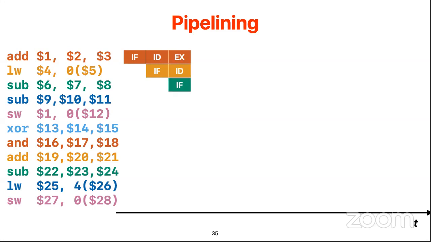And for the third cycle, we can keep going because if you look at the execution stage, no one is using it. So the add instruction can go in there. And when the add instruction goes in there, it frees up the instruction decode stage for the load word, and the sub instruction can be fetched.